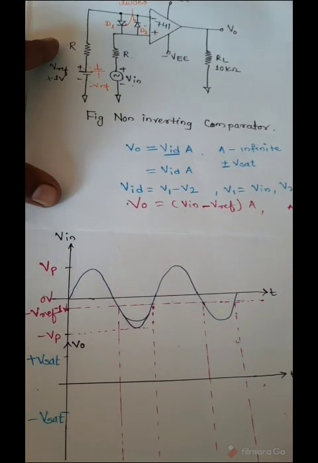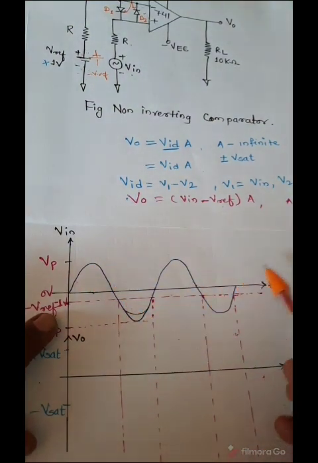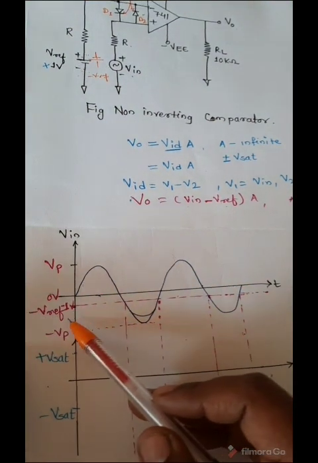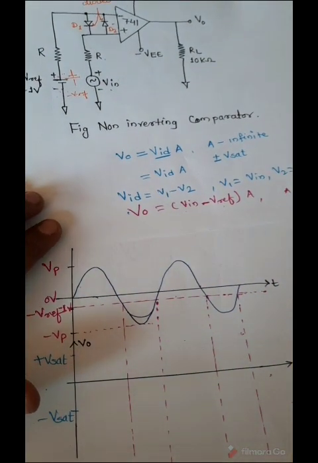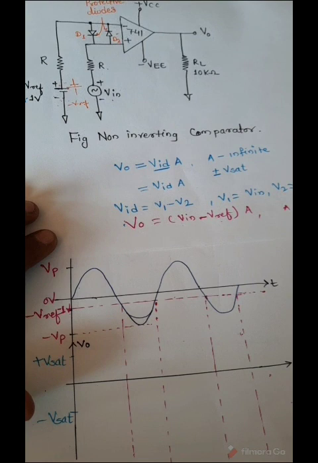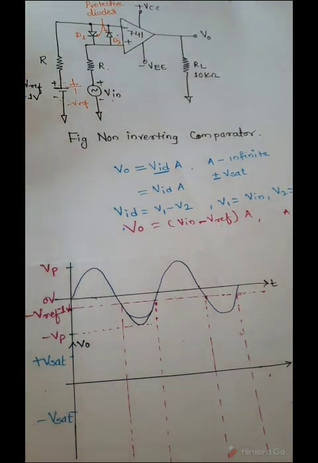This is the input signal that we have provided here. Sinusoidal input signal. Now the reference voltage is minus 1 volt. Same circuit that we are observing for changing its reference value. So how can we draw the output waveform?